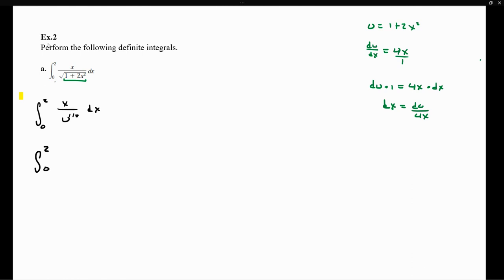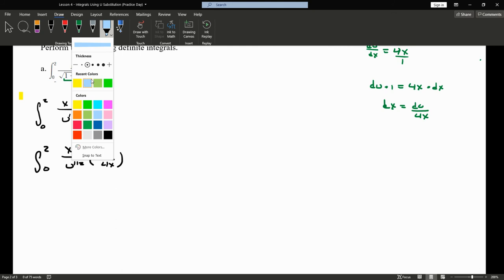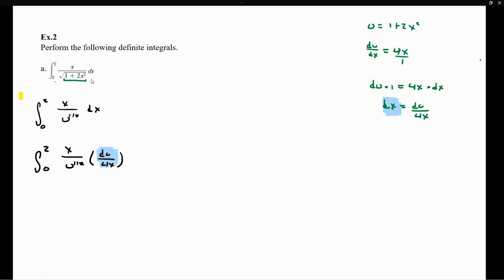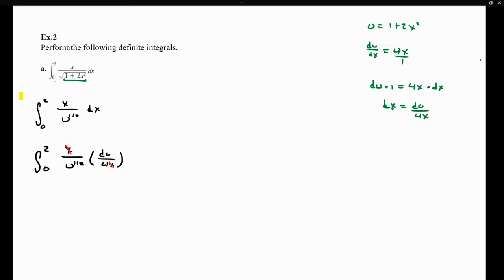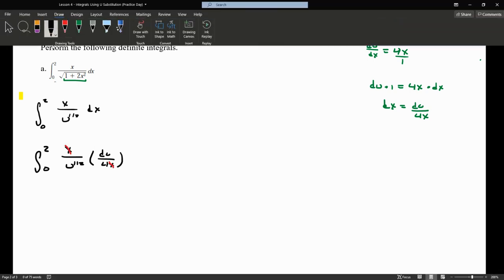Integration from 0 to 2, x, u to the 1/2. But now, instead of dx, we can write it as du over 4x. Let's pause here for a second. In this case, we don't have to find out the value of x in terms of u, because when we plug in this expression of dx, now we know that dx is equivalent to du over 4x. Notice that by doing that, the problem is set up in such a nice way that these x's are going to cancel out, and now we're going to get the following.